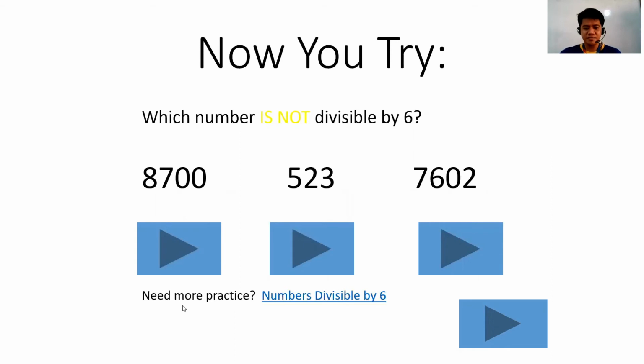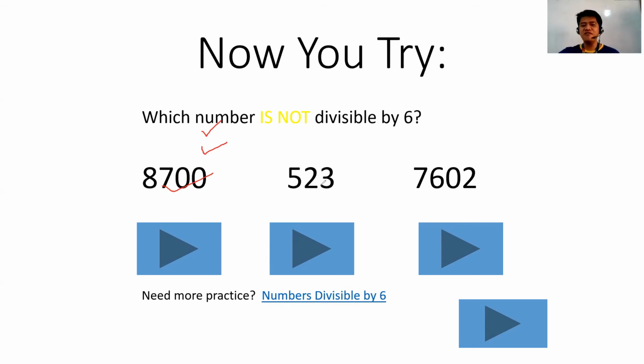Now, tignan natin kung sino dito ang hindi divisible by 6. Let's try 8,700. Is it divisible by 2? Yes, it is divisible by 2 because the last digit is 0. Now, is it divisible by 3? Yes, it is also divisible by 3. Bakit? 8 plus 7 is equal to 15. Plus 0 and 0 is equal to 15. And 15 is divisible by 3. So therefore, 8,700 is divisible by 6.